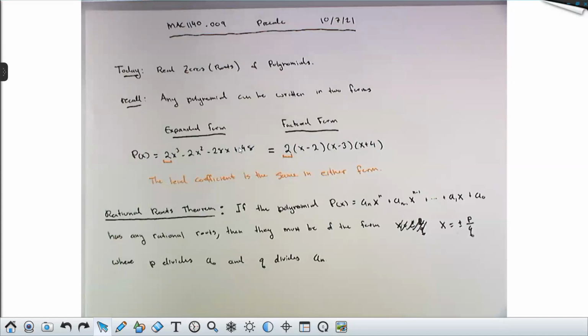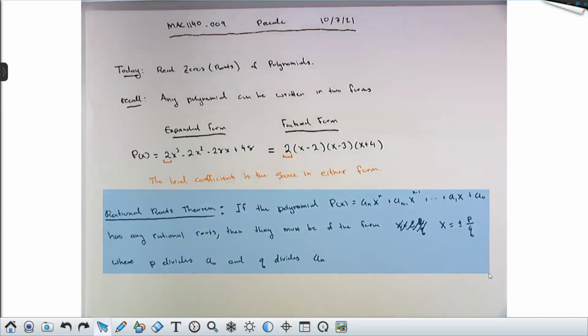So the product of the roots and the lead coefficient has to be the constant term, which means any root of this polynomial will automatically be a divisor of 48. Now, there are other divisors of 48, right? 24 is a divisor of 48, 8 is a divisor of 48, 12 is a divisor of 48, and none of those are roots. But 2 divides 48, 3 divides 48, and 4 divides 48. And that's not a coincidence. And that's exactly what this theorem is saying.